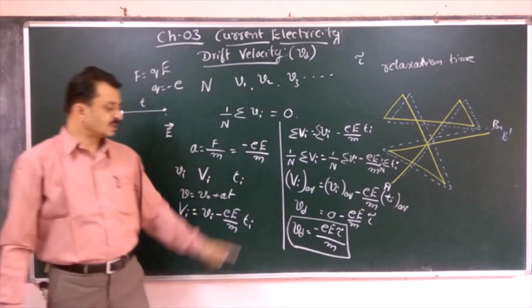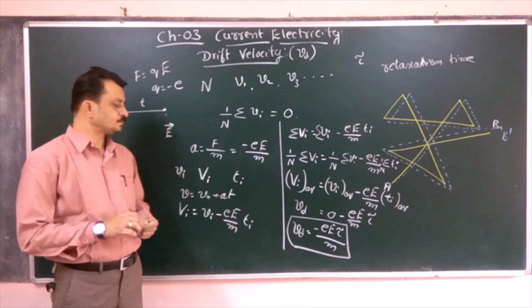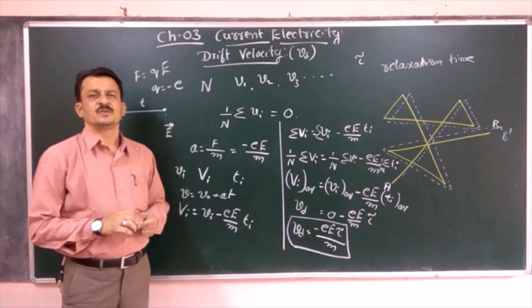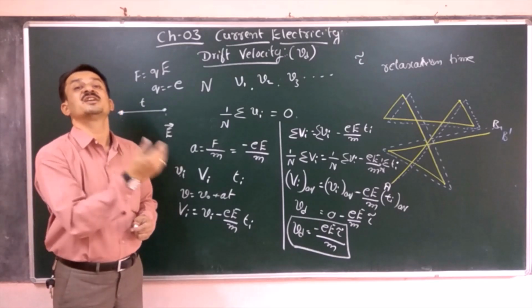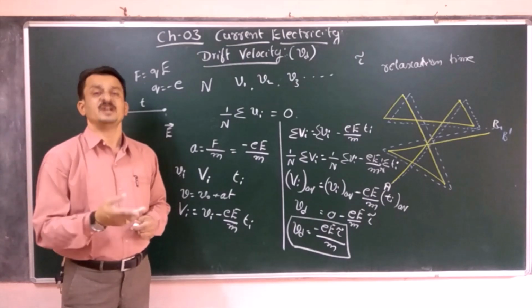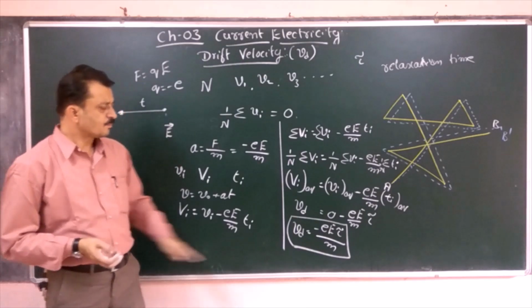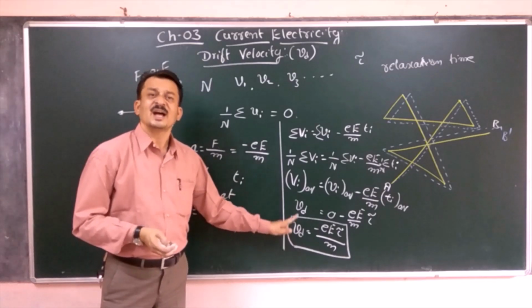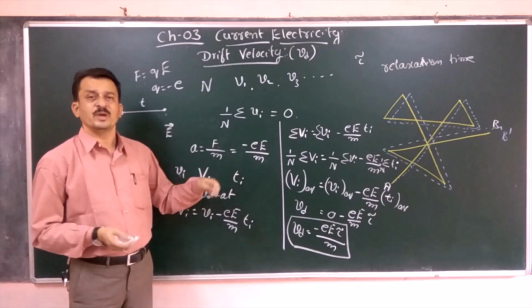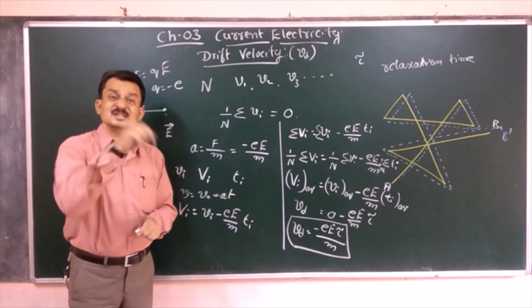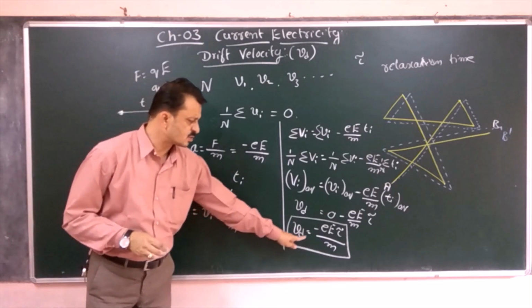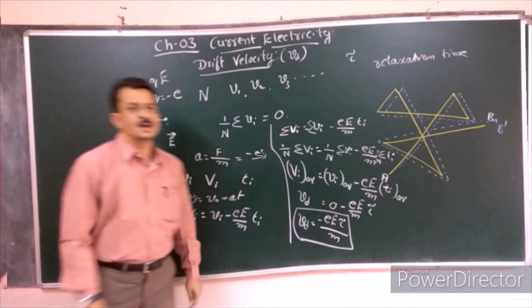Now let me define that drift velocity. It is the average velocity with which electrons are drifting in a conductor in the presence of an external field. Once again, drift velocity is the average velocity with which electrons are drifting or moving in a conductor in the presence of an external field. That is the relation Vd is equal to minus E tau divided by m.